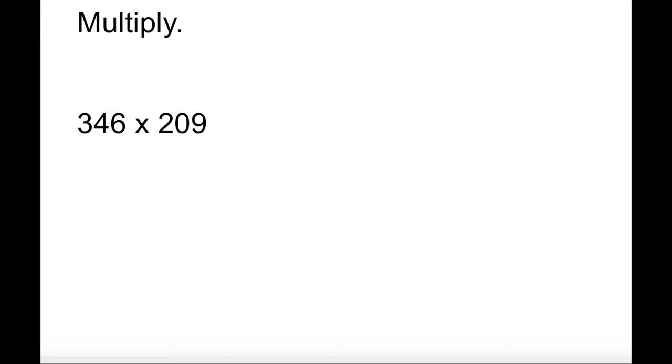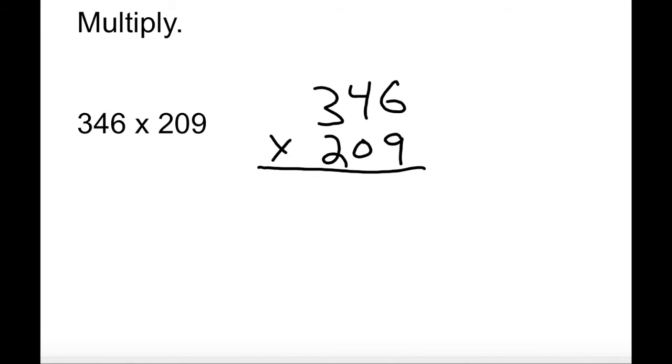This is the largest type of multiplication problem you're going to see on the test. 3-digit by 3-digit. I'll rewrite it in the algorithm. 346 times 209. Ones in red. 9 times 6 is 54. Put the 4 ones below, regroup the 5 tens, multiply first, then add. 9 times 4 is 36, plus 5 is 41. Put the ones below, regroup the tens, multiply first, then add. 9 times 3 is 27, plus 4 is 31.